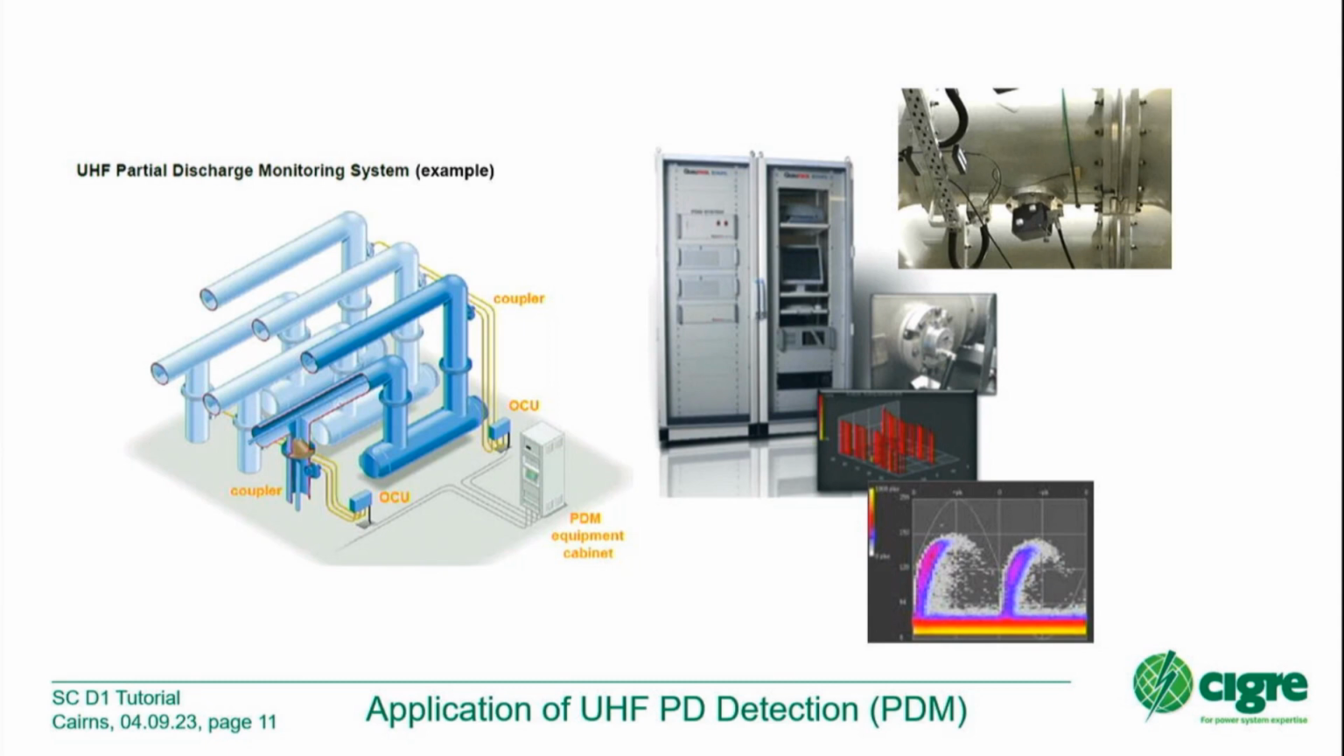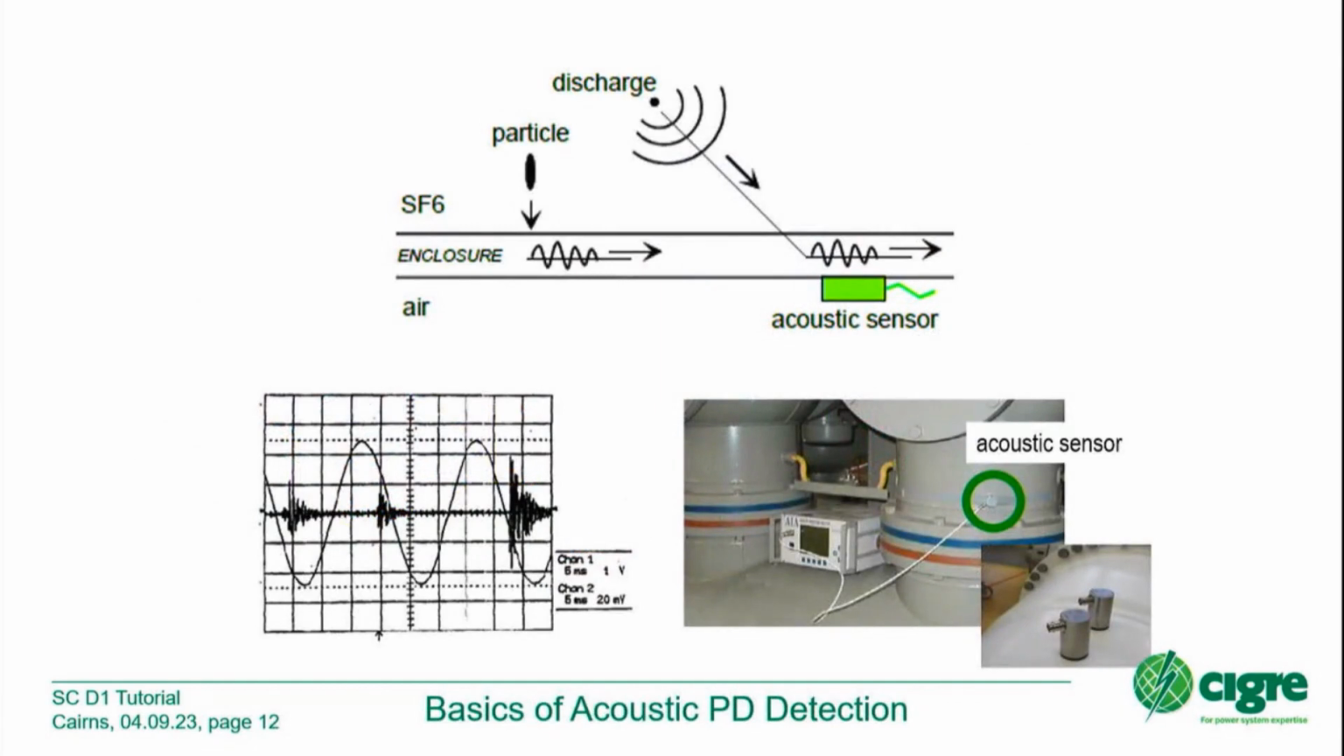An example of a typical coupler, which is here in this position in the flange of the GIS, another version of such a coupler, and two typical kinds of diagrams, how to display the partial discharge activity, and the systems are nowadays also equipped with automatic PD identification. So the system itself can tell you what kind of defect it is, how critical it is, and then the system will generate an alarm, send out a warning or an alarm to the SCADA system, and show up if something is getting wrong. A few words for the basics of acoustic PD detection.